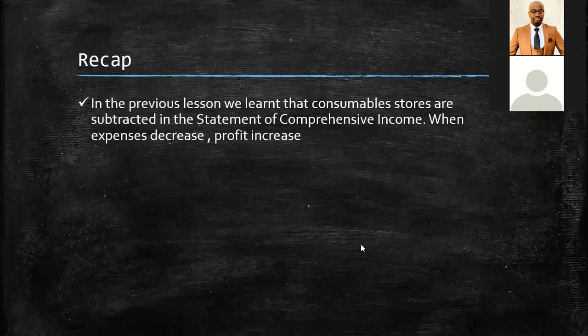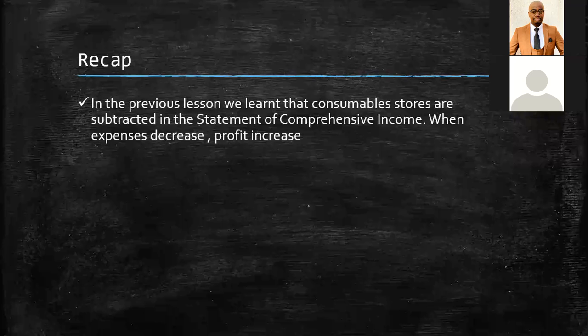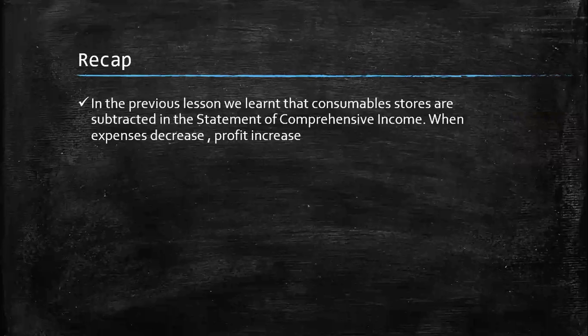So the consumable stores on hand are subtracted in the income statement. They reduce the value of expenses, and yet they increase the profit. Okay.